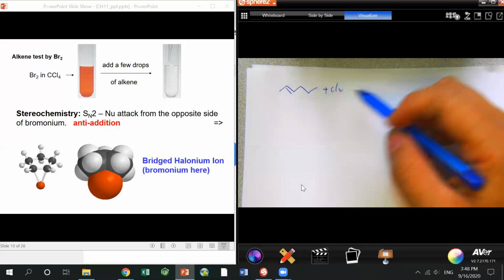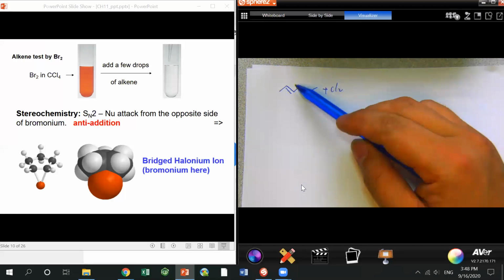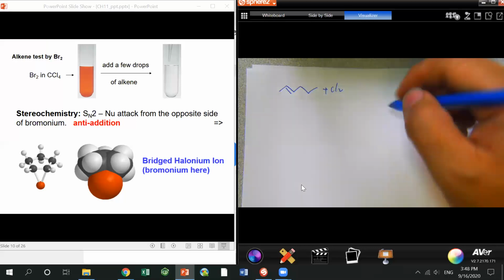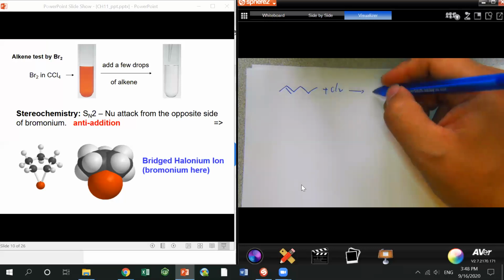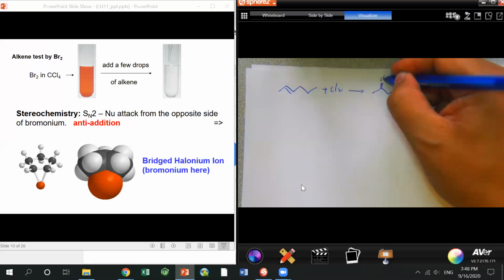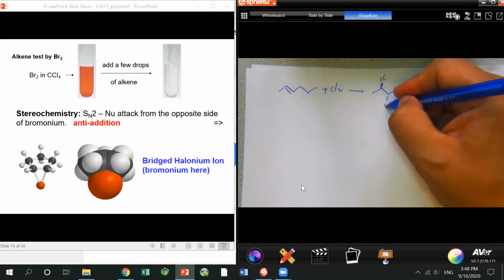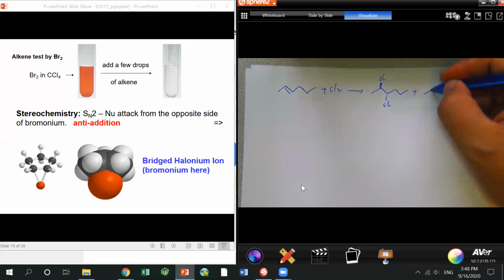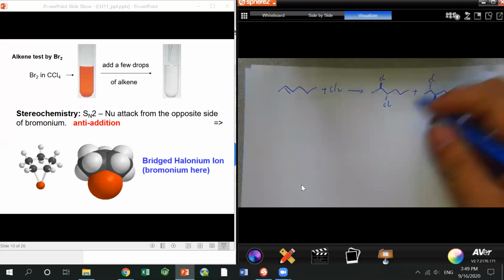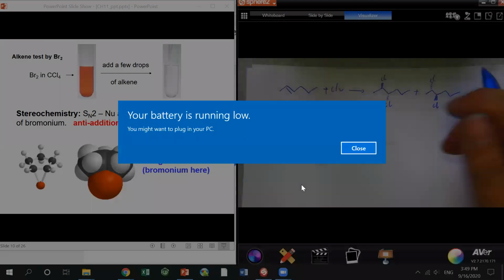For example, this alkene is unsymmetrical: one side is a methyl, another is a propyl. After the reaction is done, you generate a pair of compounds. Because of anti-addition, one should be a wedge and one should be a dash. If you assign R and S, one is R and one is S.